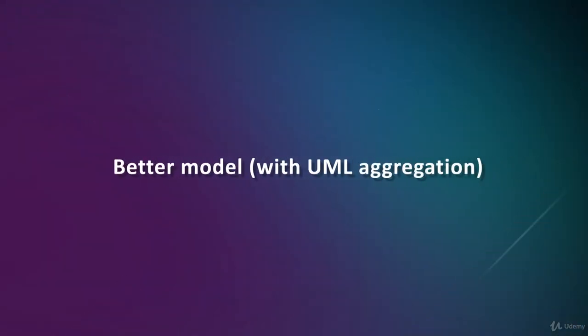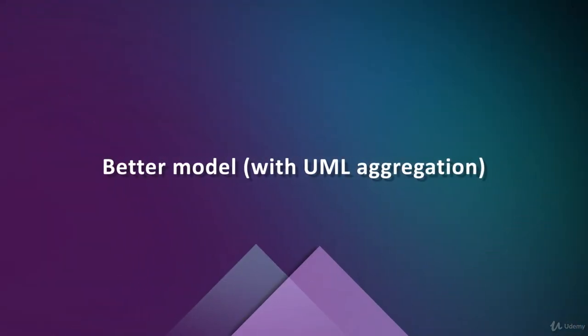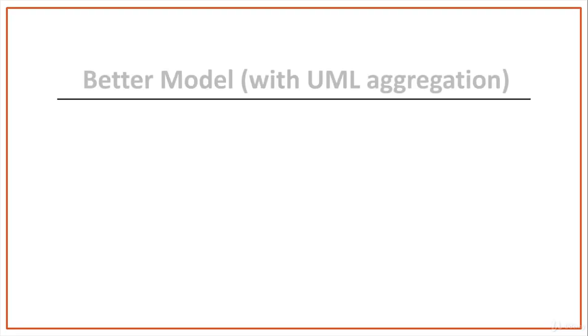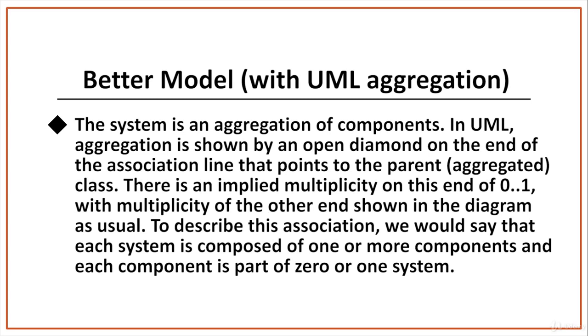In the better model with UML aggregation, System Components Class Diagram, the system is an aggregation of components. In UML, aggregation is shown by an open diamond on the end of the association line that points to the parent aggregated class. There is an implied multiplicity on this end of 0, 1, with multiplicity of the other end shown in the diagram as usual. To describe this association, we would say that each system is composed of one or more components, and each component is part of 0 or 1 system.